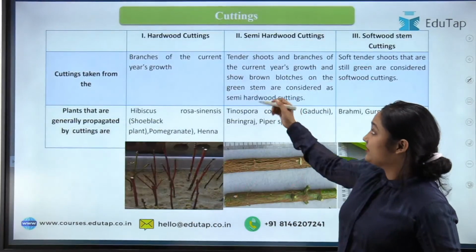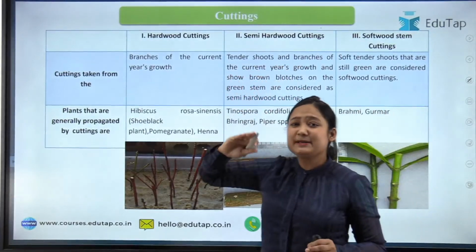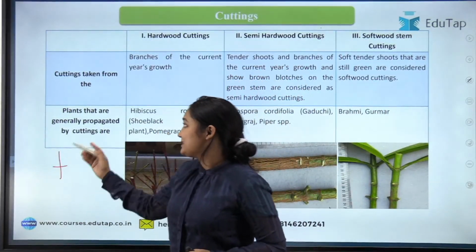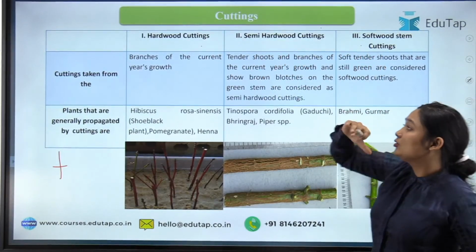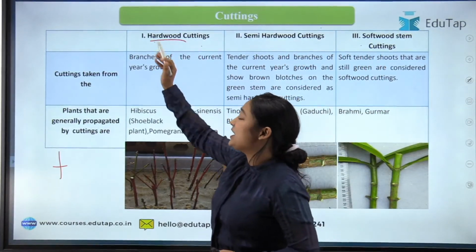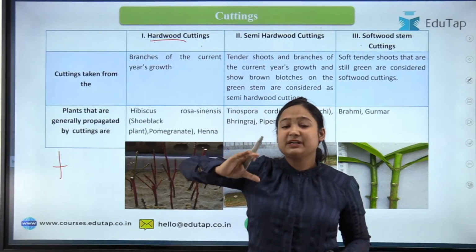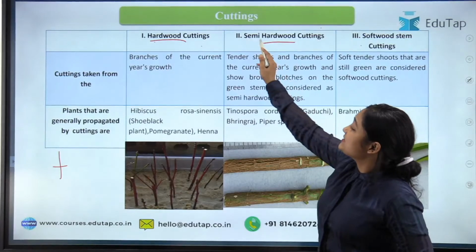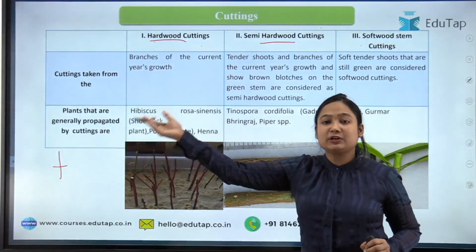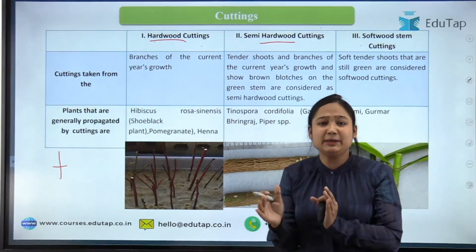So now first of all we will discuss cutting. So what is cutting? Simply, you are cutting the plant. That is cutting. Now cutting can be hardwood cutting, semi-hardwood cutting, and softwood cutting. Going simply by the name, hardwood means the plant stem or the part we are taking will be a little harder. Talking about semi-hardwood, semi means not completely hardwood, not completely softwood. It is somewhat in between.